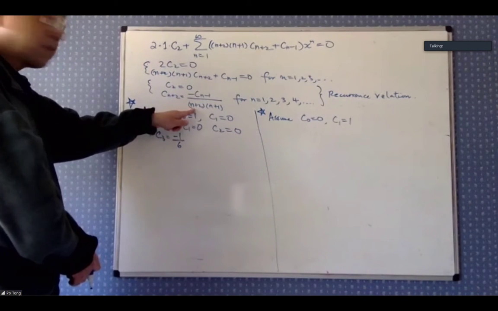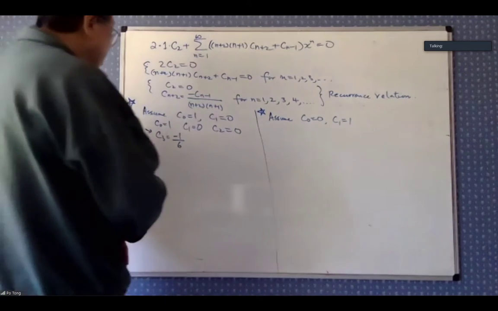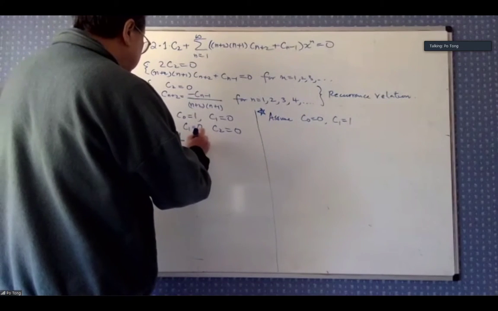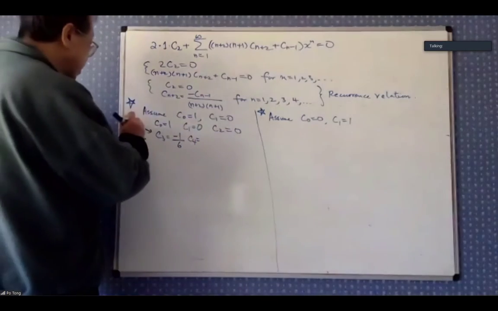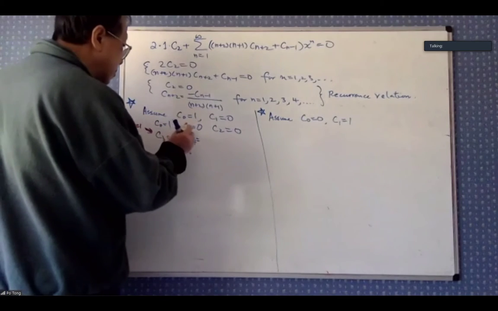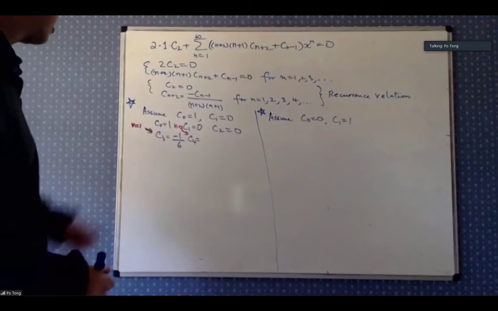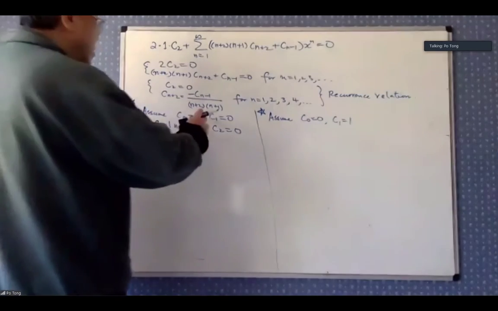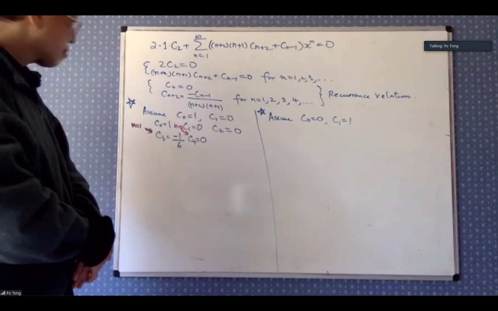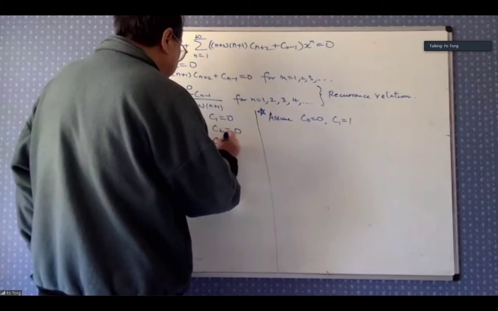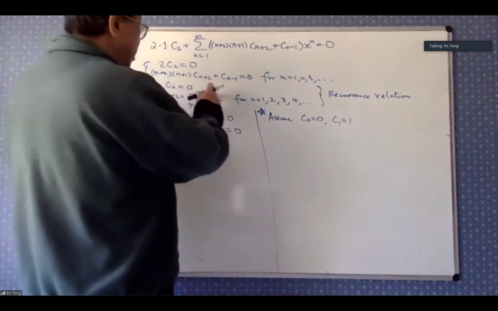Yes, I understand. Plug n equal to 1 into here. And then the next one is going to be C4. C4 is going to be n equal to 2. C4 is going to be related to C1, but C1 is 0, so this is 0. Can you see that? The next one is C5. C5 is n equal to 3, related to C2, but this is 0.